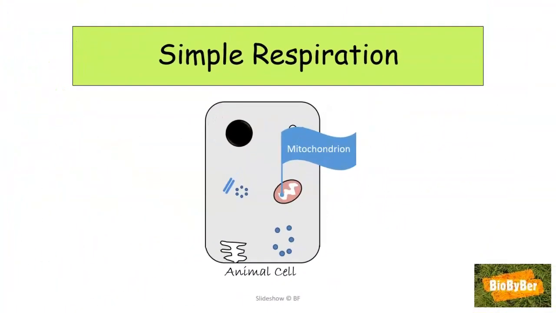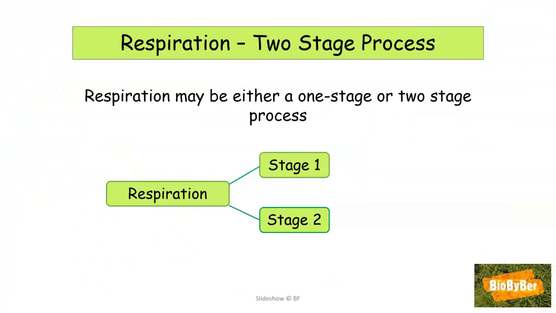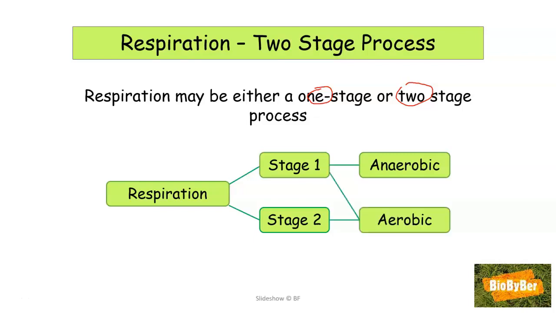Let's continue our look at respiration with a simple description. Respiration may be either a 1 stage process or a 2 stage process. Strictly speaking, if we're describing respiration as a 1 stage process, we are really describing anaerobic respiration. If we're describing respiration as a 2 stage process, then we are really describing aerobic respiration. So let's have a look at each of these types of respiration in turn.